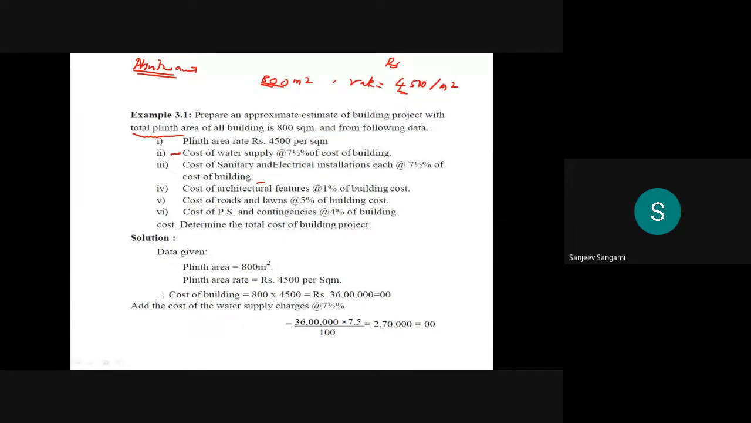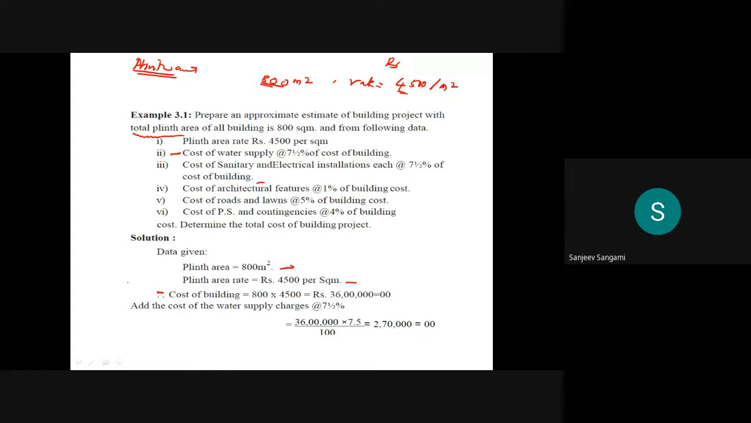Then the cost of contingencies is 4% of the building. Then determine the total cost of the project. Of course, it is very easy. So this is the first one. The plinth area given is 800 meter square, and the plinth area rate is 4500 per meter square. Then the cost of the building can be calculated.